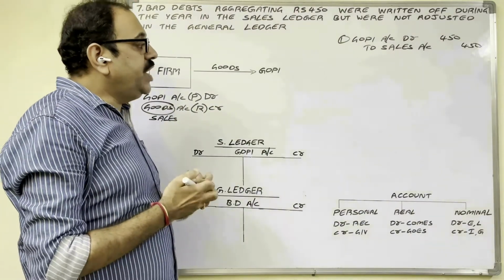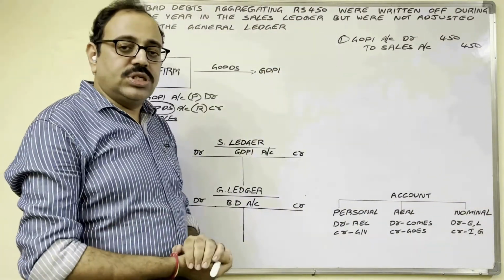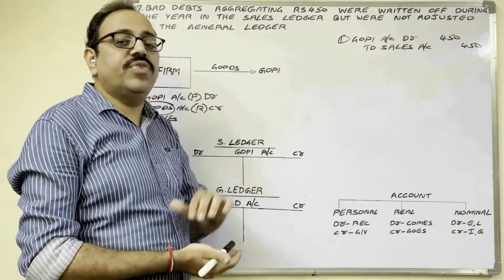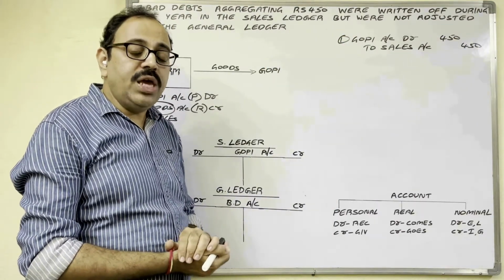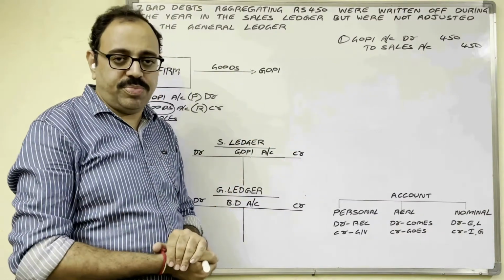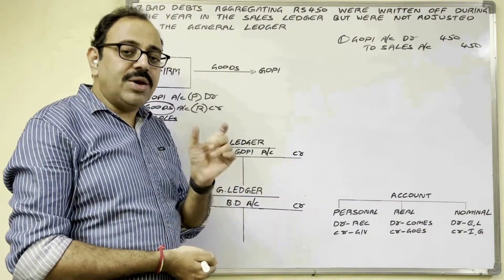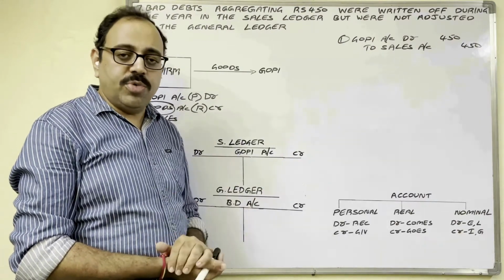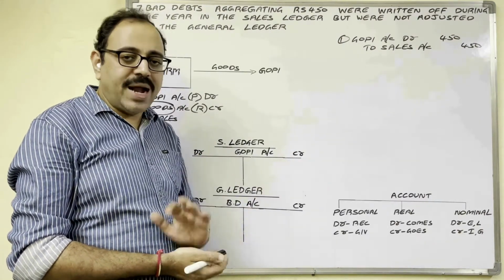Now, we debited Gopi account in our books. It gives the meaning that Gopi is a debtor for 450 rupees. From Gopi, firm should receive 450 rupees. And this amount became bad. So Gopi is not going to pay that amount to us. So this is bad debt.